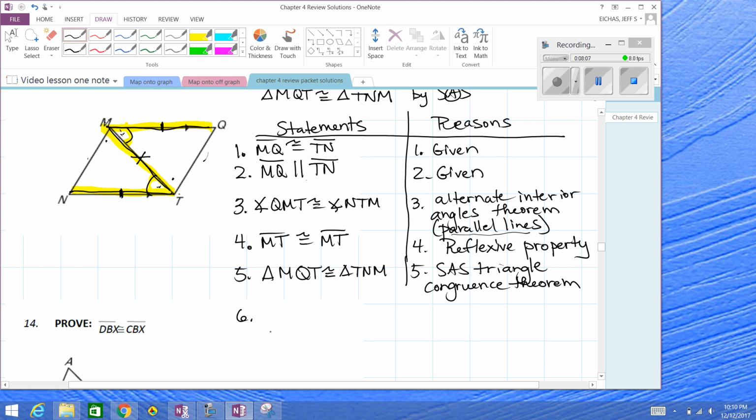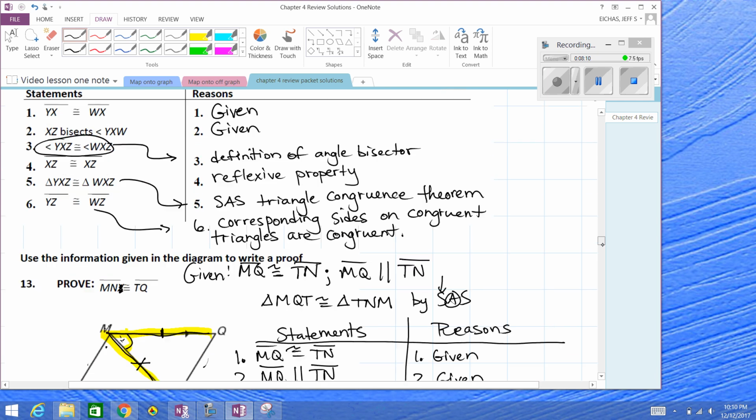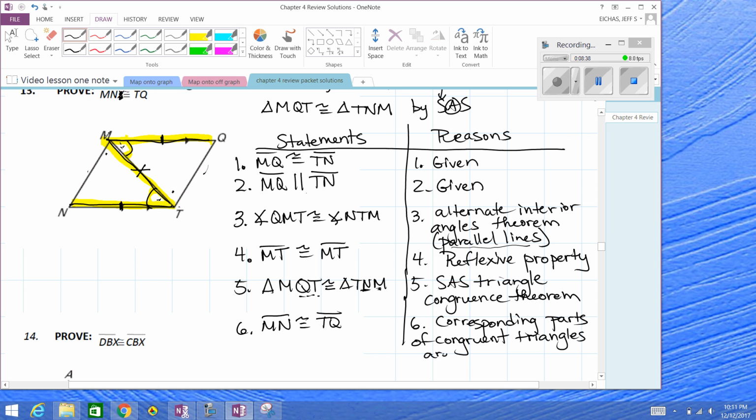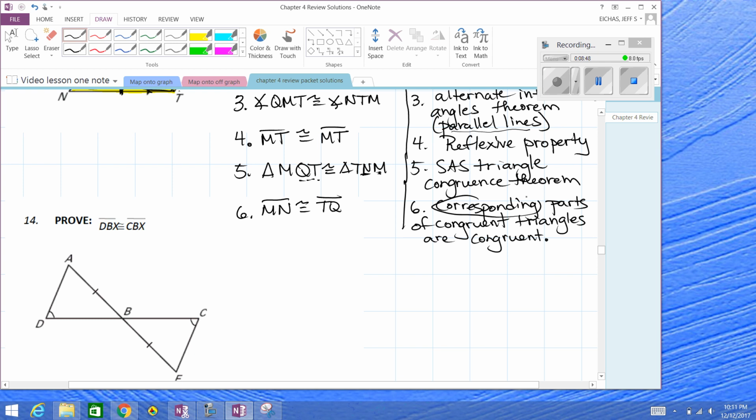And now we can say what we're meant to say, which I believe was MN congruent to TQ. These two, right? Congruent to TQ, those two. So that is by, again, corresponding parts of congruent triangles are congruent. And it depends if your teacher allows that shortcut, CPCTC. And there it is. Or if you forget that, you can say, you know what, it's because they're corresponding sides on congruent triangles. The key word is corresponding. As soon as I see that word, I'm probably going to be looking to give you credit there. But corresponding has to be there.